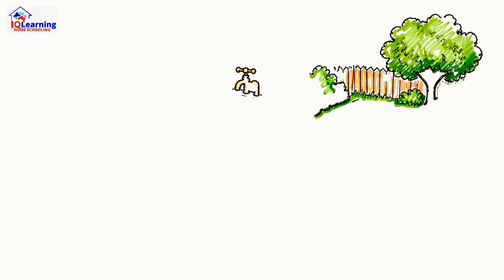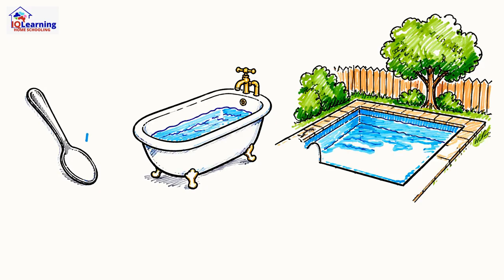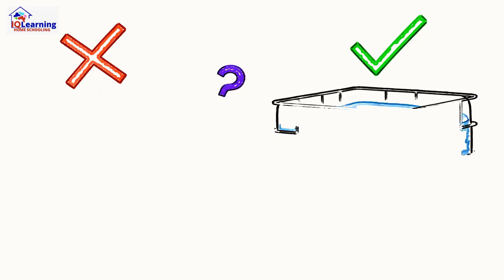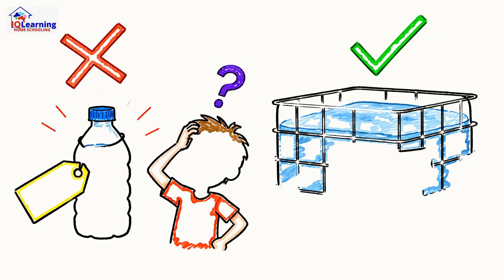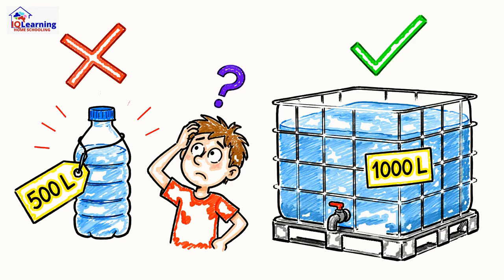This knowledge is practical. A teaspoon is about 5 milliliters. A bathtub holds around 150 liters. A backyard pool may be 40 kiloliters. Understanding this connection helps you sense-check your calculations. If you work out that a water bottle holds 500 liters, you've likely made a conversion error.